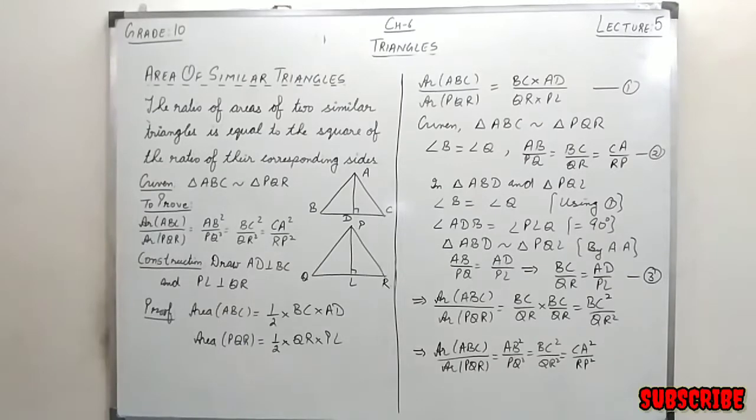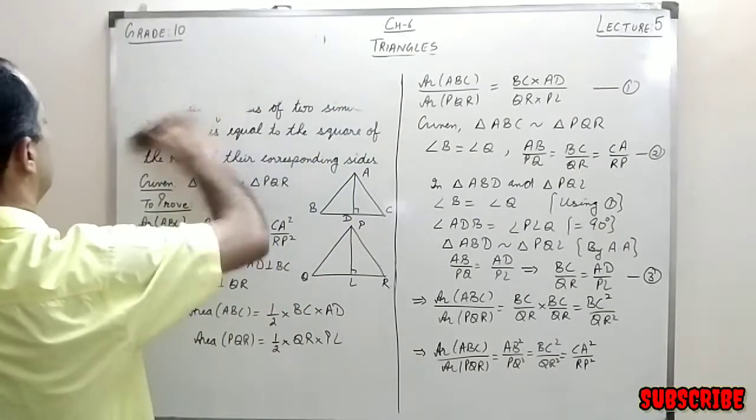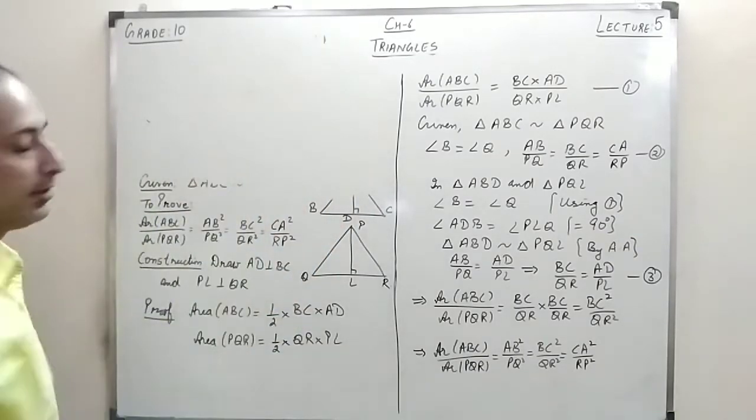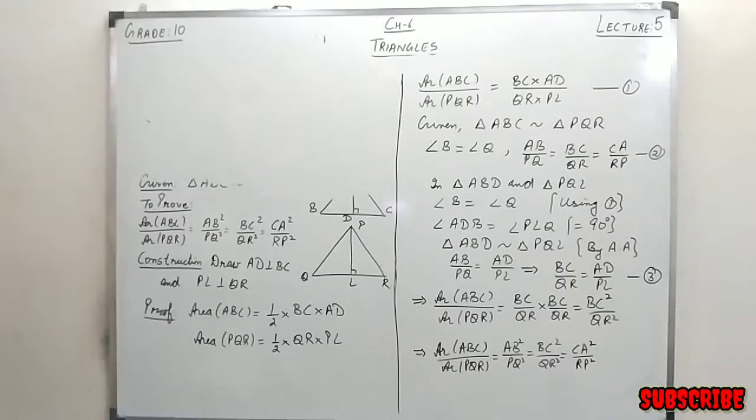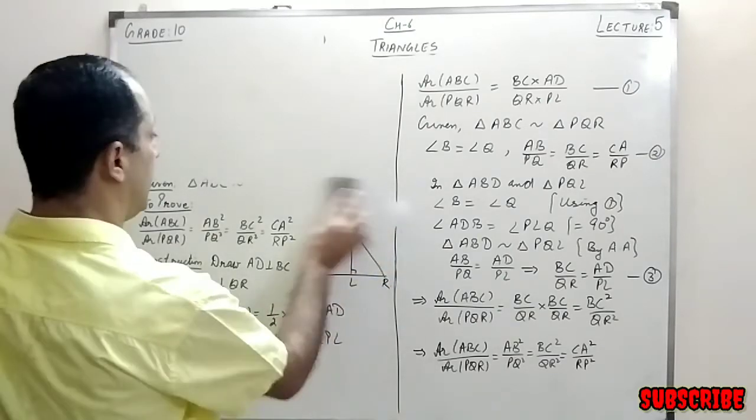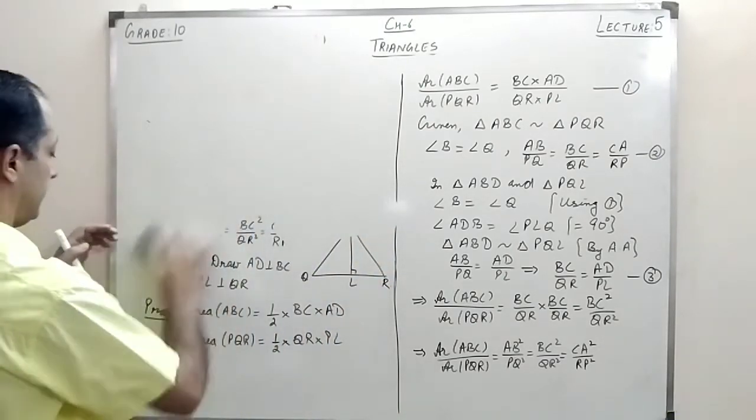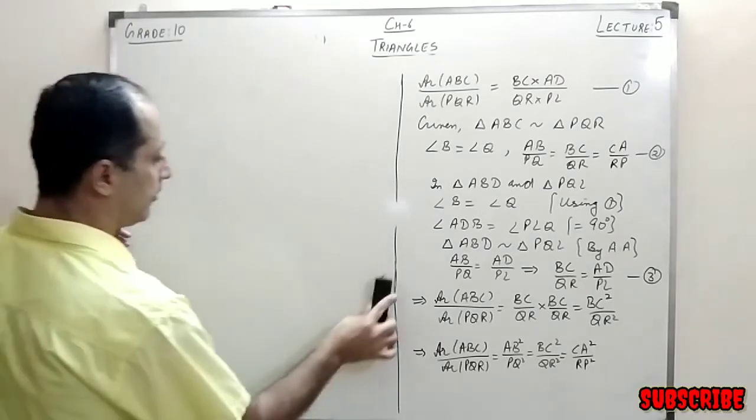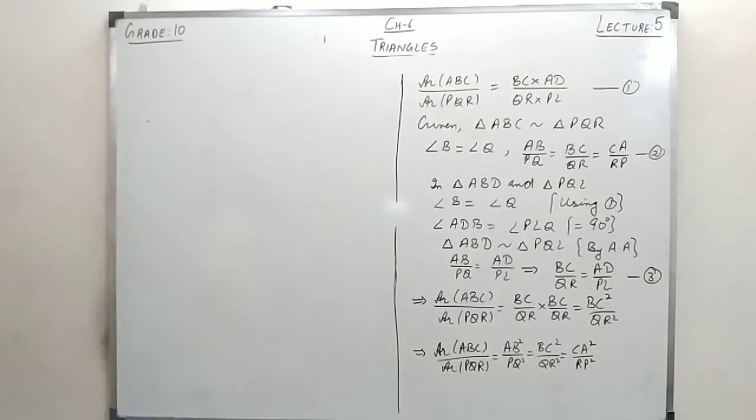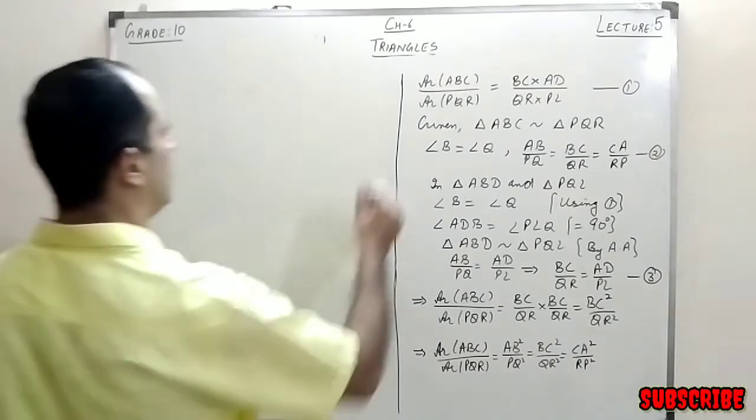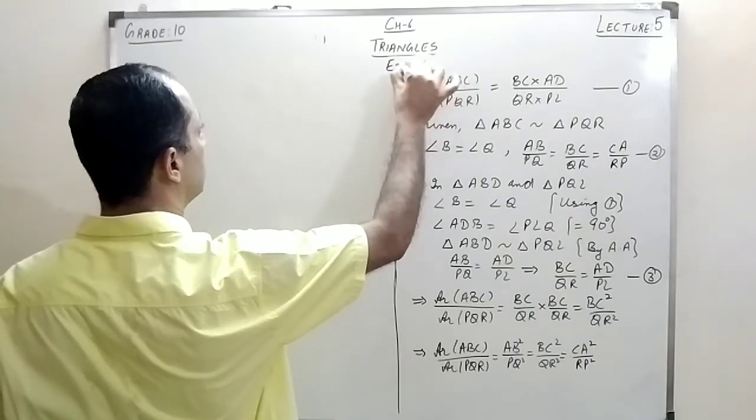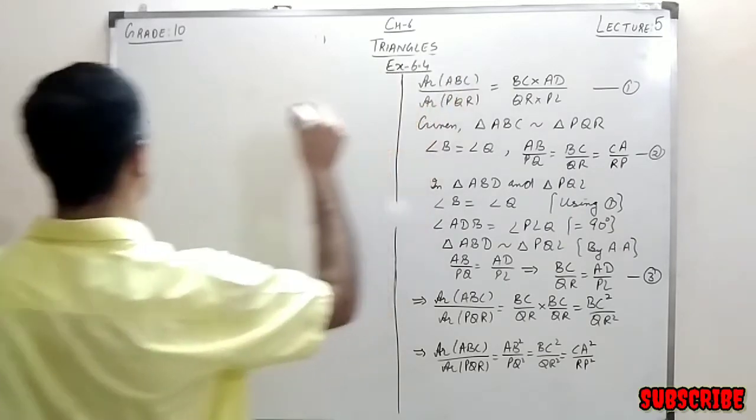Now the first question of the exercise says that the two triangles which are given are similar, and the ratio of the areas is given to us. Not the ratio, but the area of the triangles is given. One of the sides is given and we have to find the other side. So let's see how we can apply this theorem and solve the questions. Now this is exercise 6.4, question number 1.